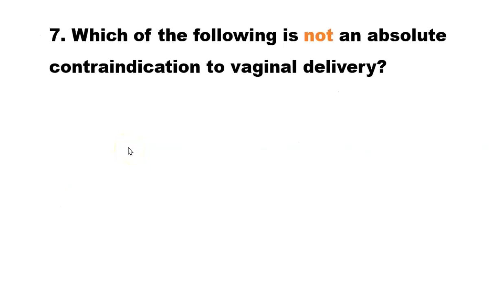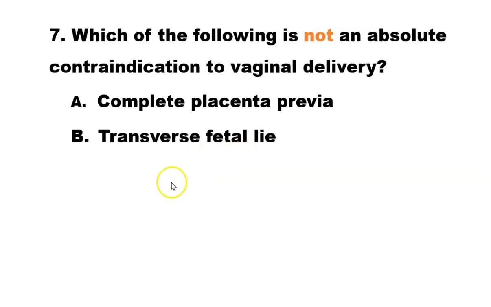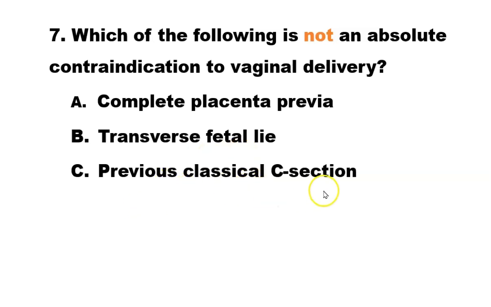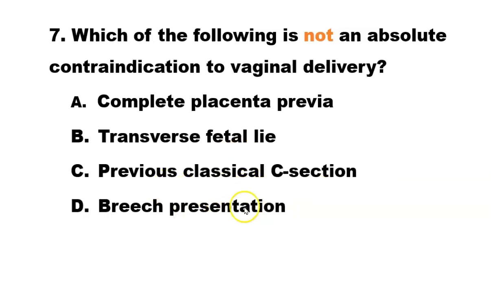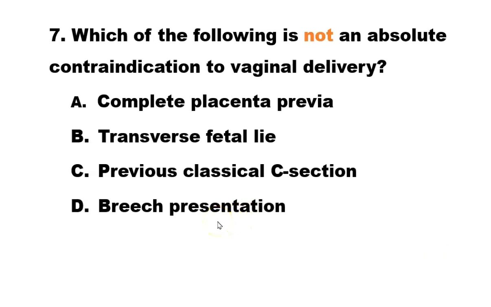The next question: which of the following is not an absolute contraindication to vaginal delivery? A. Complete placenta previa. B. Transverse fetal lie. C. Previous classical cesarean section. D. Breech presentation. The correct answer is breech presentation.